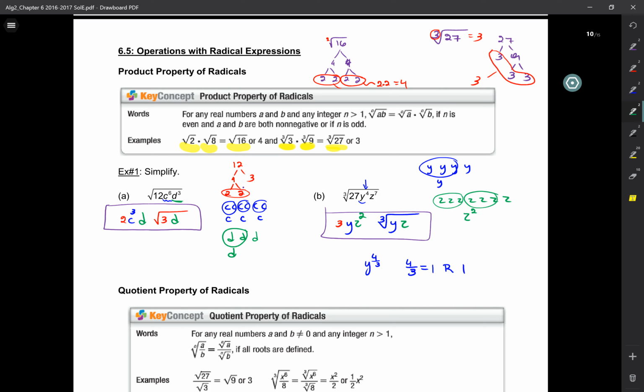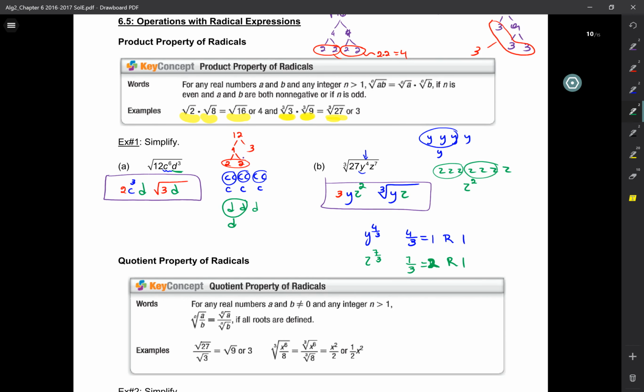Now let's do the z. The coefficient you would have taken care of separately. So it's z to the 7. What am I going to divide the 7 by? 3. So 7 over 3, that's 2 remainder 1. That means 2 z's come out, 1 z stays in. And you can do it for z to the 5,237 even.